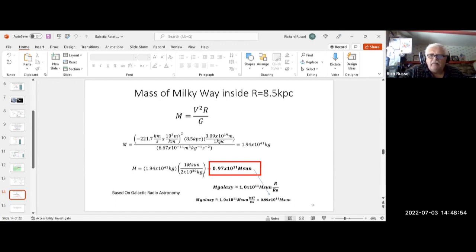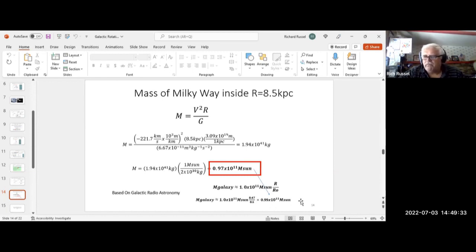Divide that by how many kilograms are in a solar mass, and you get 0.97 times 10 to the 11th solar masses. All right. You go to the books. One of the books I have says that the mass of the galaxy is 1 times 10 to the 11th times the mass of the sun over the distance you are away from the center of the galaxy, to the distance 8.5 kiloparsecs. And it comes up with the fact that we're actually measuring it at 8.47 in R, that the value I should be getting is 0.99 times 10 to the 11th solar masses.